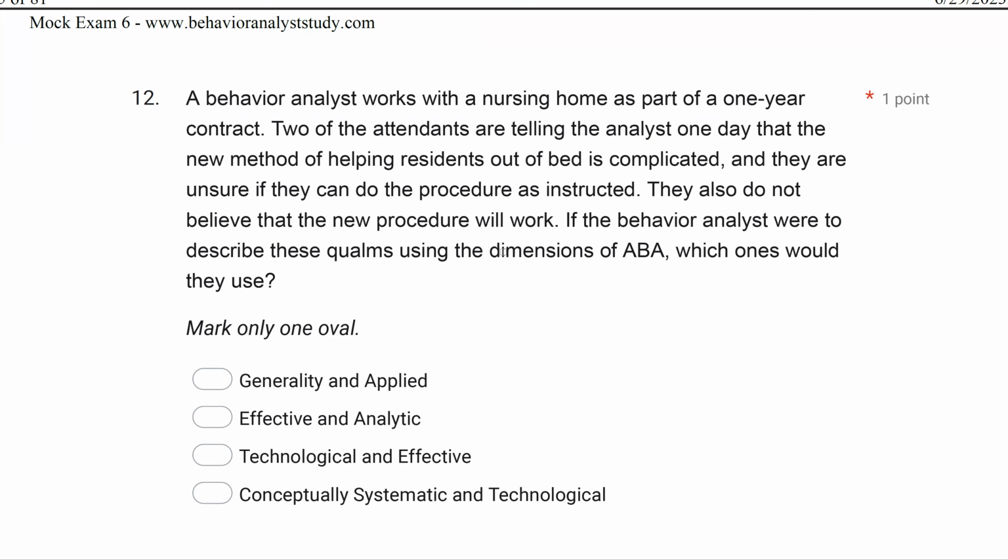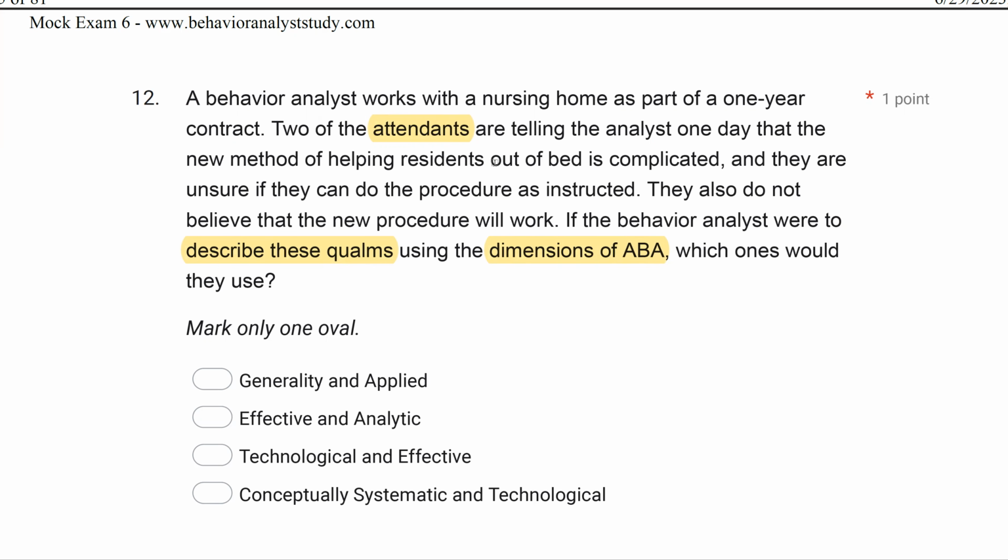Question is asking about dimensions of ABA, and we're going to use the dimensions of ABA to describe the qualms of who? Well, the attendants. And so we've got all these moving pieces, and we're slowly creating a picture of what we're going to evaluate to answer the question. So we're going to identify, looks like, two dimensions of ABA to describe what the attendants are talking about. So it's a nursing home. The behavior analyst is working on a one-year contract.